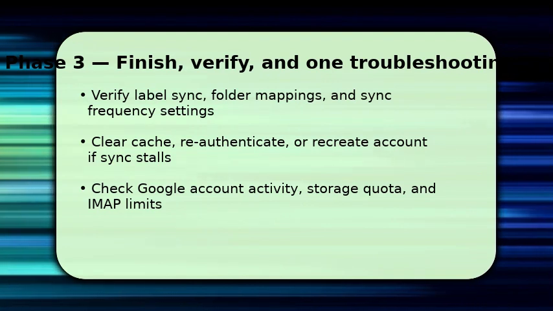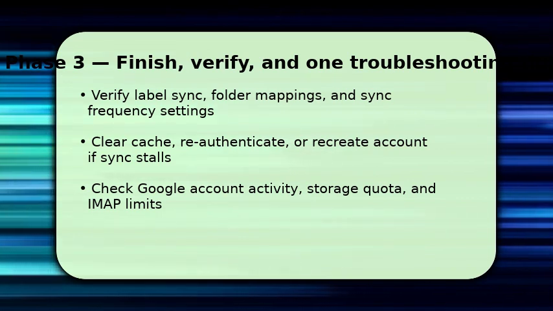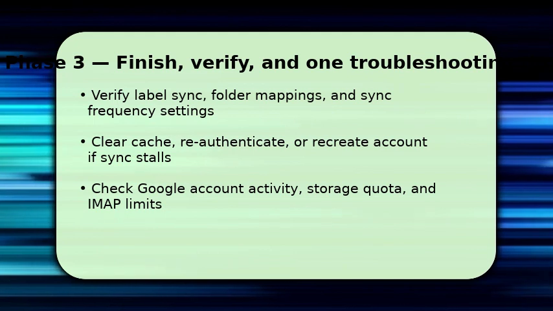If something fails, sign out and back in to re-authenticate. Clear the app cache, or remove and recreate the account as a faster reset. Also verify Google account activity, available storage, and IMAP connection limits. These often block sync. If all else fails, temporarily disable two-step, then re-enable.